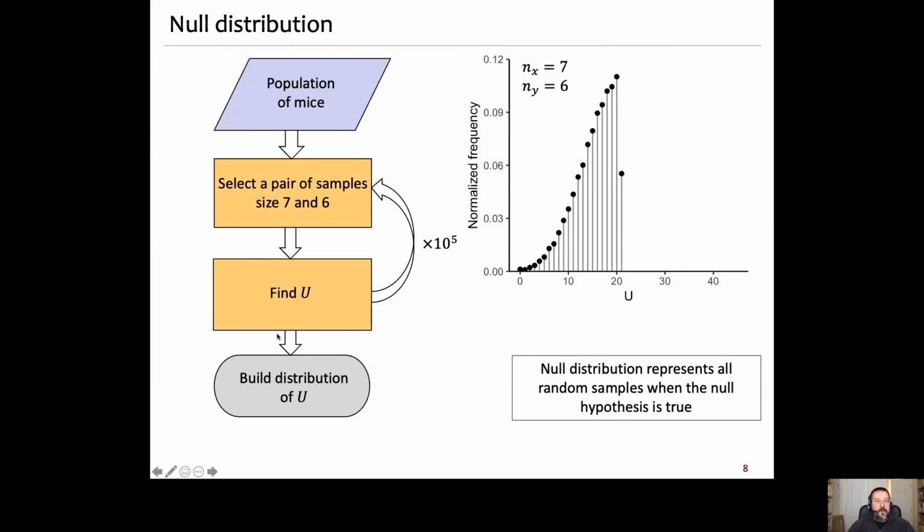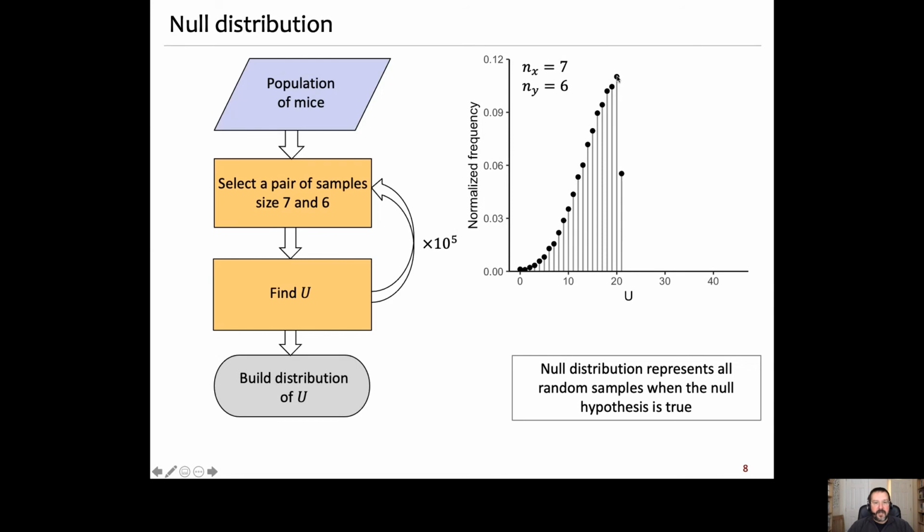As usual, we build the null distribution. We have a population of mice. I don't specify the mean or standard deviation. I don't even specify the distribution here. It doesn't matter. This is a distribution-free method. We select a pair of samples of size 7 and 6, just like in the original experiment. We find U and repeat it many, many times and build a distribution of U.